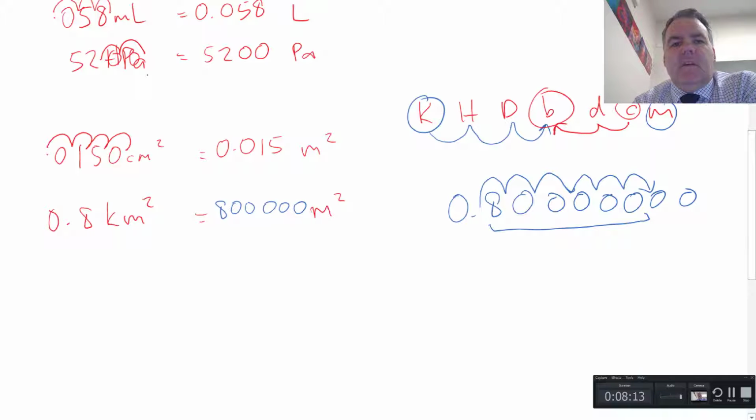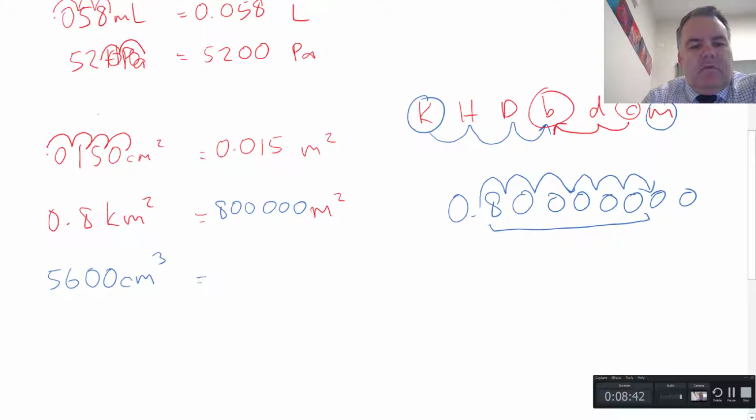meters squared. Now the same principle applies if you start looking at volume and you want to change from milliliters to meters cubed or something like that, or liters to meters cubed, all of those conversions there. So I'll just do one of those. Let's say if we've got 5,600 centimeters cubed, and I want to write that in meters cubed. It's going to be a small number here.